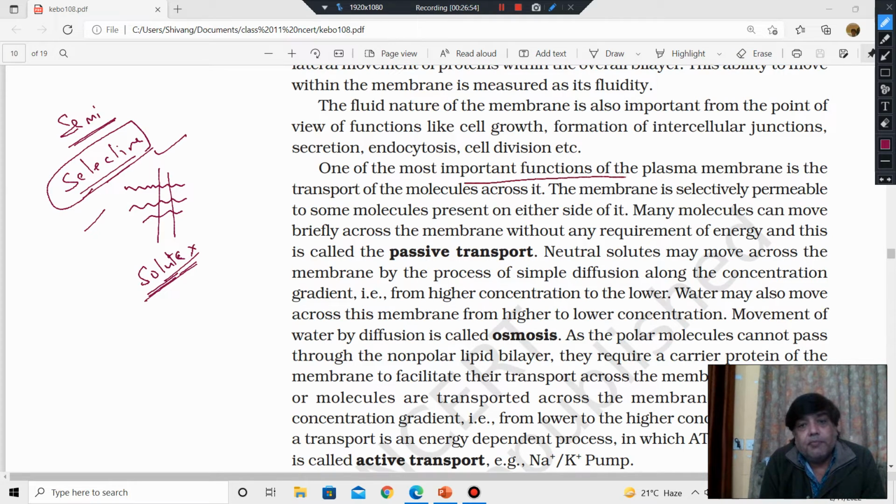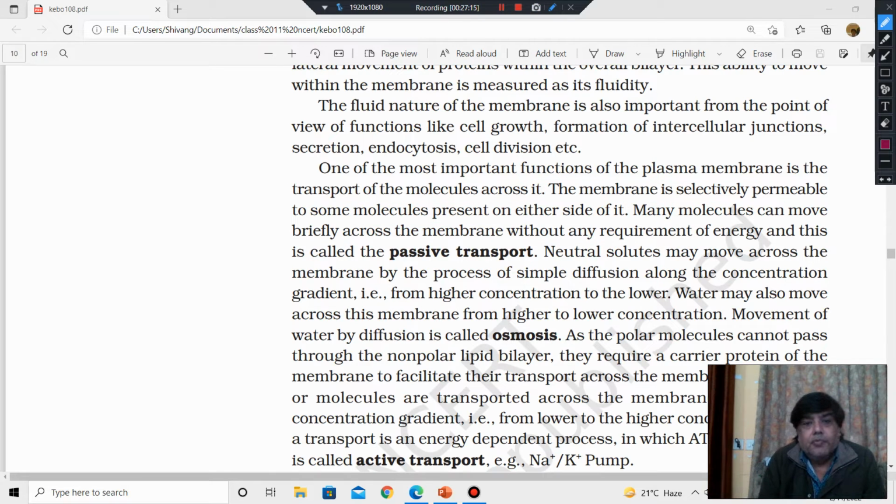One of the most important functions of the plasma membrane is the transport of molecules across it. The membrane is selectively permeable to some molecules present on either side. Many molecules can move briefly across the membrane without requirement of energy, and this is called passive transport. This type of transport, which does not require expenditure of energy, is called passive movement or passive transport.